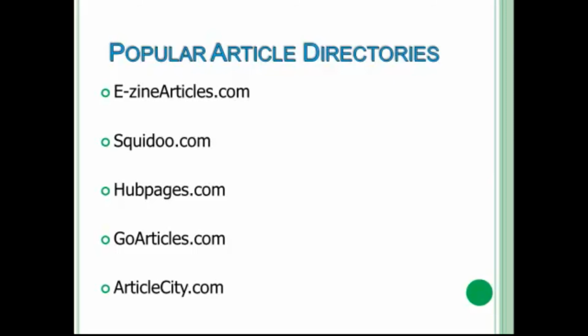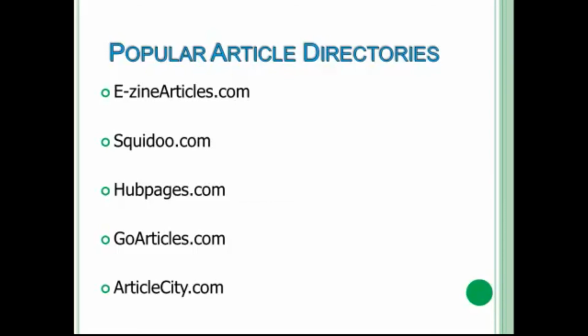GoArticles.com is also widely used by many marketers to place articles on to generate traffic back to their product. They are a very simple and easy site to use and will have your article up and ready to view almost instantly. ArticleCity.com is another popular site amongst the article directory bunch and has a wide variety of subscribers for virtually any type of niche you are in. All of these article directories are free to use and receive tons of traffic each day to their site.